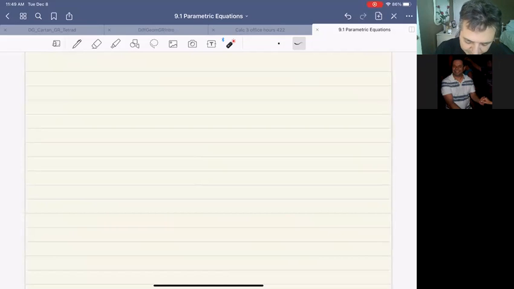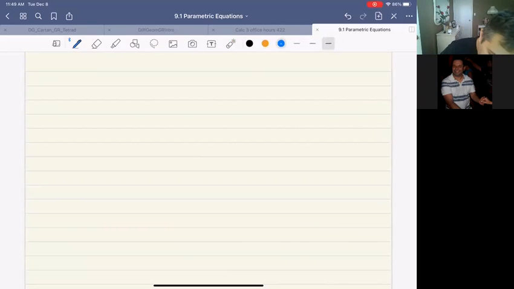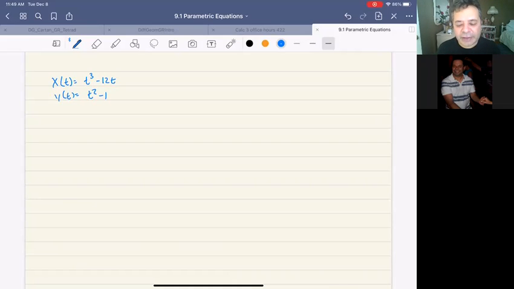We're going to take x of t is t cubed minus 12t. y of t is t squared minus 1. And we're going to ask, when is the curve concave up? Remember, concave up means that the second derivative of y with respect to x is greater than 0.